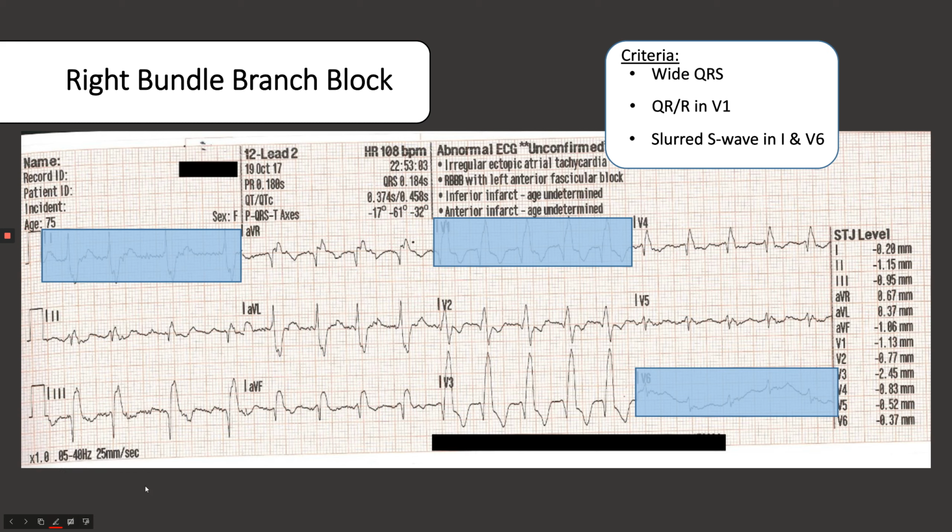You have those things: you have the wide QRS, you've got the QR or R wave in V1, and the slurred S wave in lead 1 and V6, then you've got a right bundle branch block.